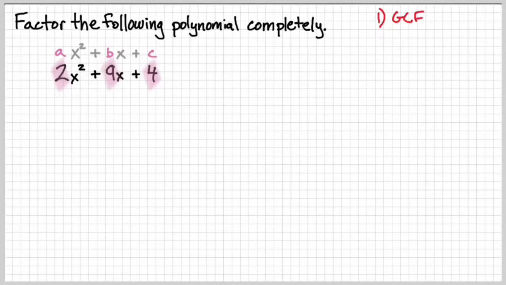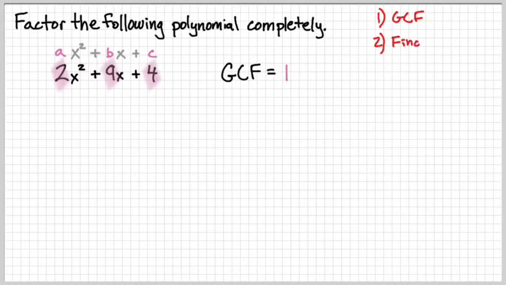Whenever you factor a polynomial, whether it's a trinomial or not, we must first look for leading negatives and the greatest common factor. So looking at our three terms, we see that there is nothing in common. 2, 9, and 4 have no common factors, nor is there a common variable. Therefore, our GCF is just 1, so we have nothing to factor out.